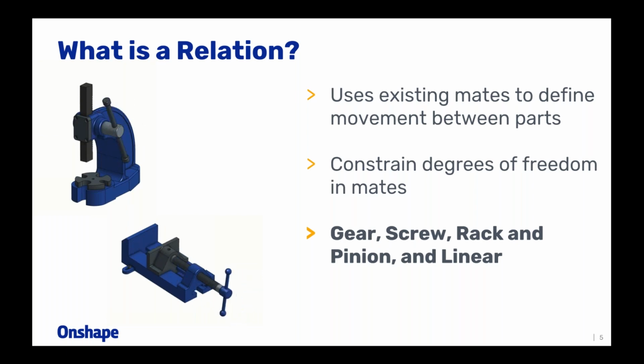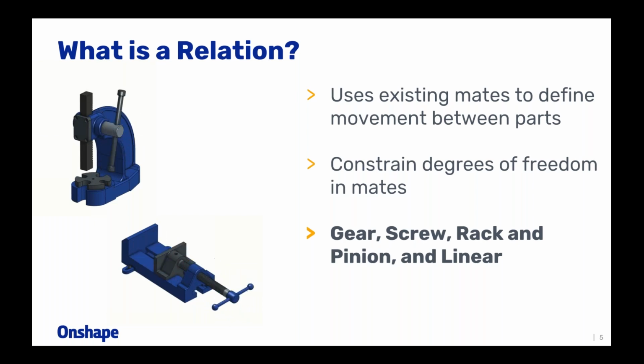So you have four different relations to choose from: gear, screw, rack and pinion, and linear. Those will give you the various ways of interacting with your assembly and creating realistic motion when there's interaction between parts, like in these examples. So that's a simple thing to understand.